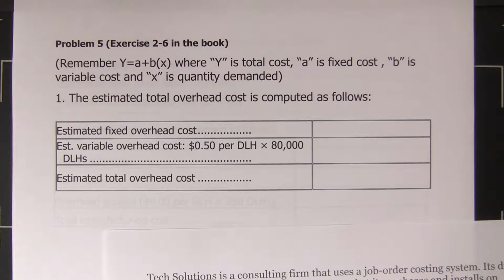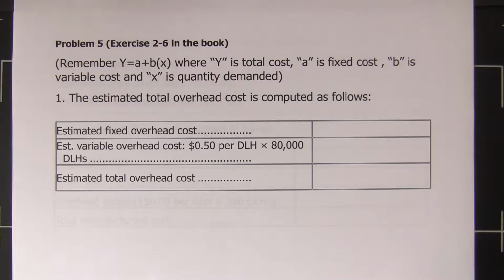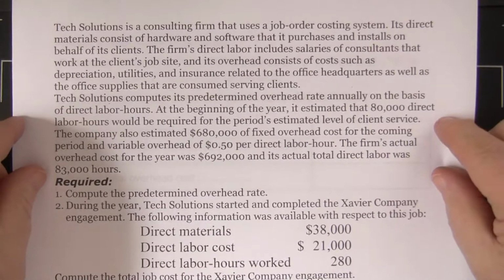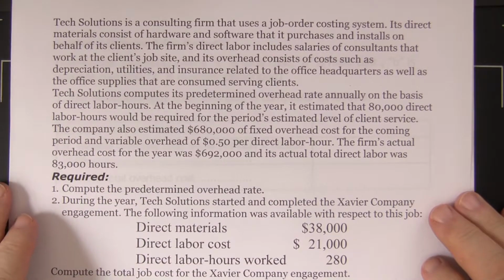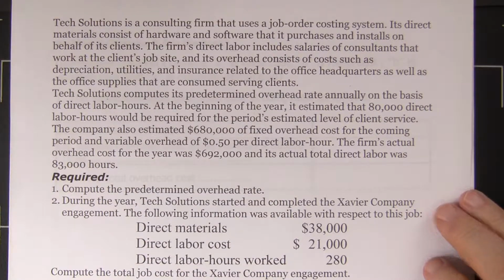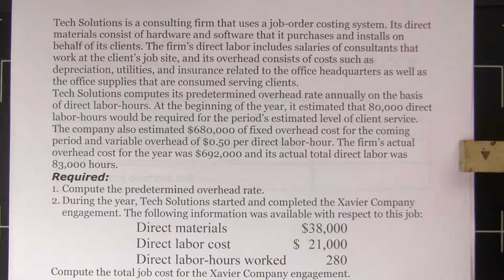Chapter 2, Problem 5. This would be marked Exercise 2.6 in the book. They give us some information. And as always with the information, let's go through and see what we need, because we don't always need all the information.